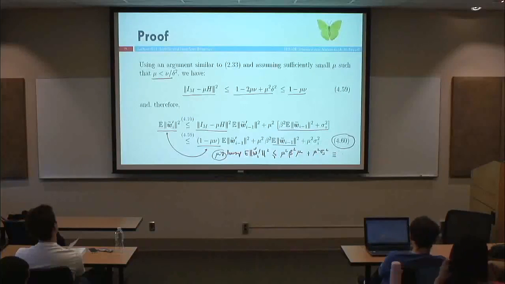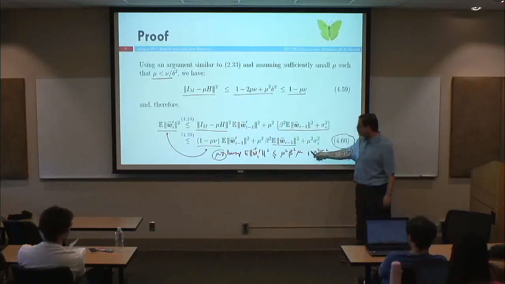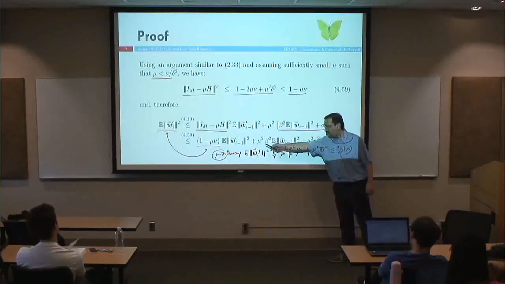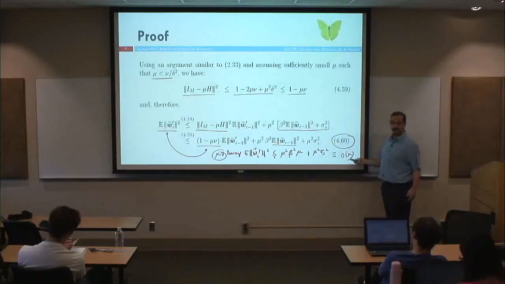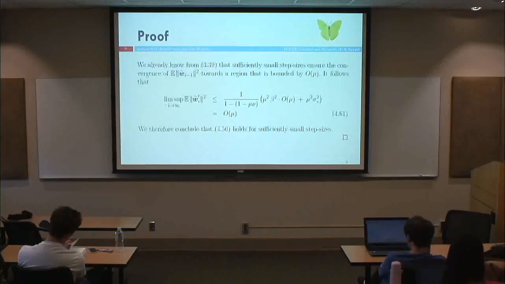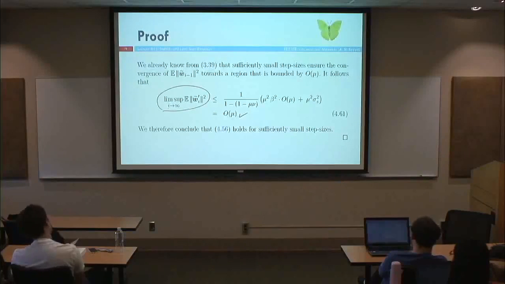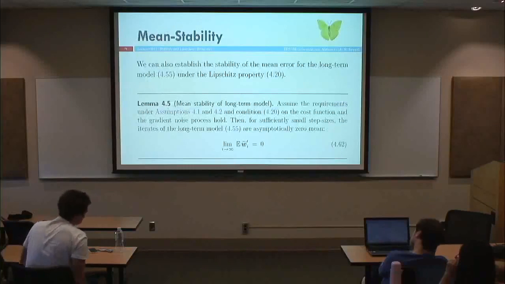You get mu, right? Because that dominates the mu squared. Because mu squared over mu and mu cubed over mu, right? You get mu, which is what the result is, right? So the long-term model is stable, right, in this sense. Okay, the second order moment is stable.